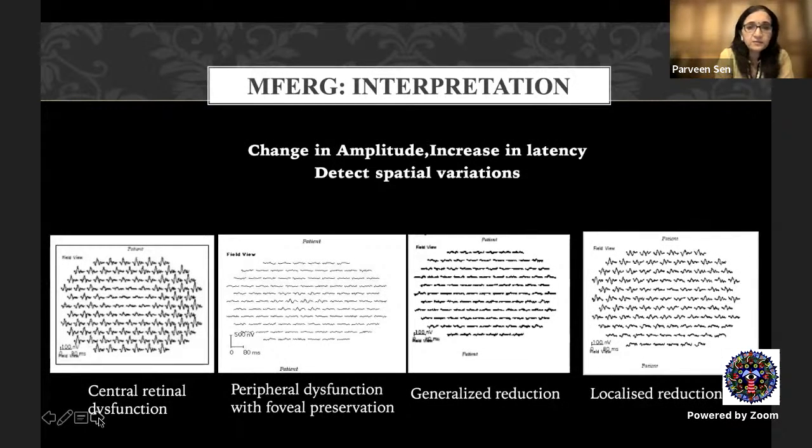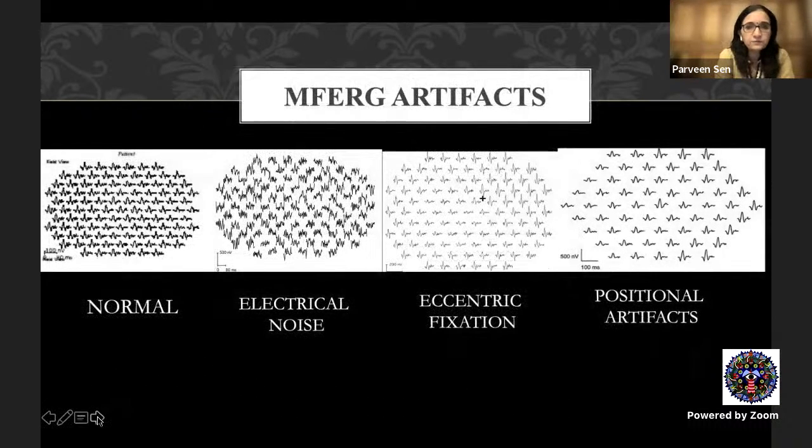Multifocal ERG has a third very important interpretation, which is spatial variations or topographical loss. So diagnosis is made based on whether the central responses are reduced or whether the peripheral responses are reduced. You can look at it and get some information that here the central retina is not functioning well, here the peripheral retina is not functioning well. Here there is a generalized reduction, and here there's a localized reduction somewhere inferiorly, but the superior ones are good. This kind of information is not given to us by full field ERG, and here multifocal ERG complements the full field ERG.